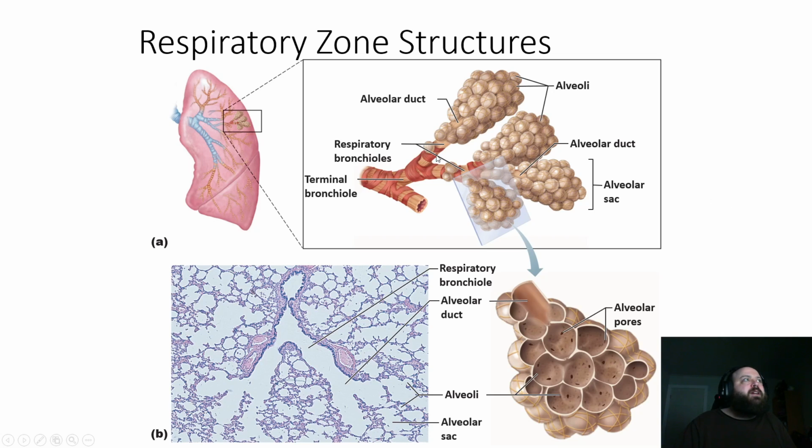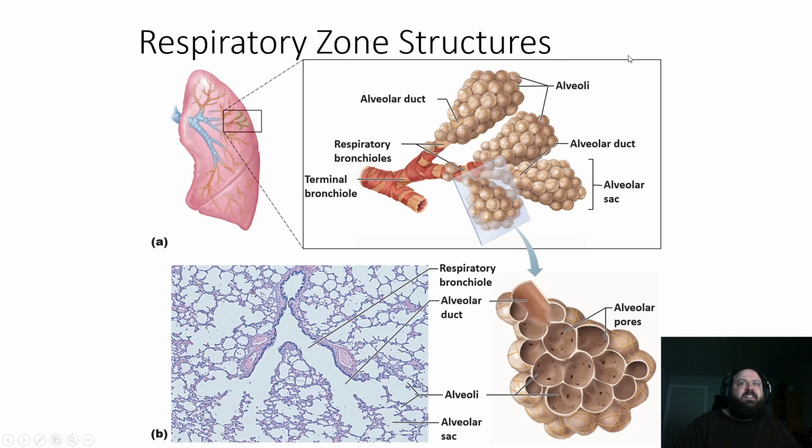Protruding from the respiratory bronchioles are these alveolar sacs. They look like sacs of grapes, right? They are connected to the respiratory bronchioles via alveolar ducts that I'll show you in a second. The alveolar sacs are filled with alveoli. That's the individual grapes. And the primary job of the alveoli is to maximize surface area for gas exchange between the lungs and the blood.